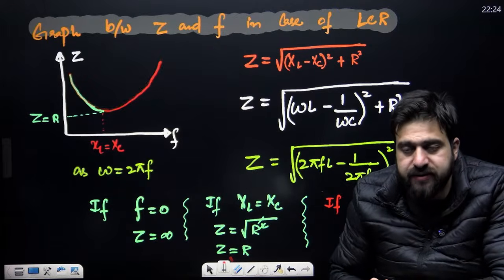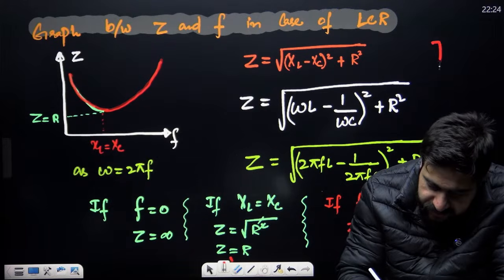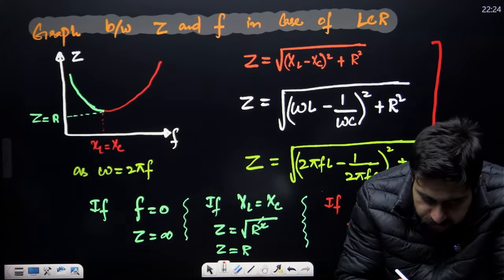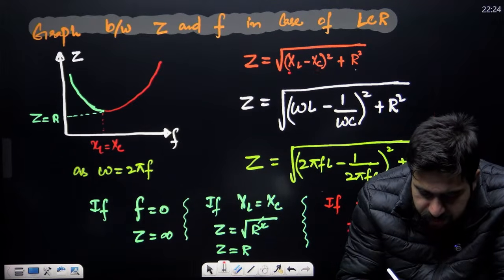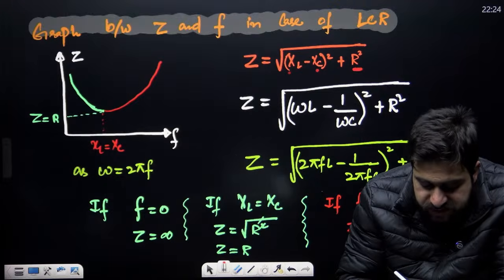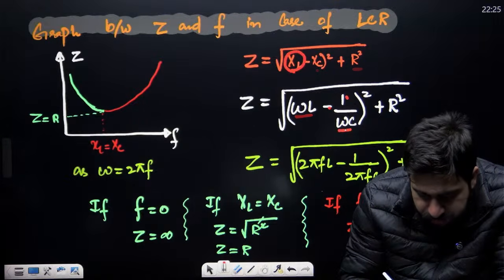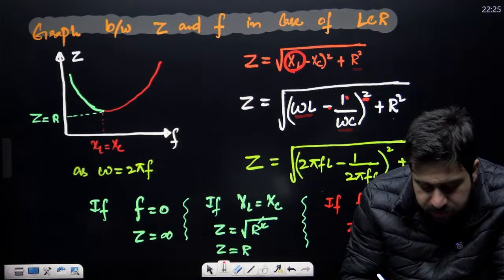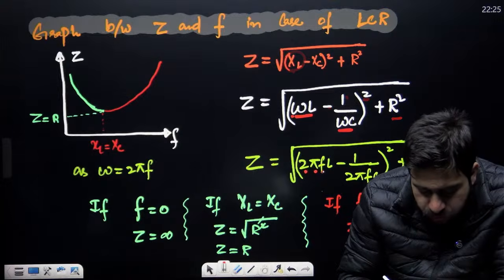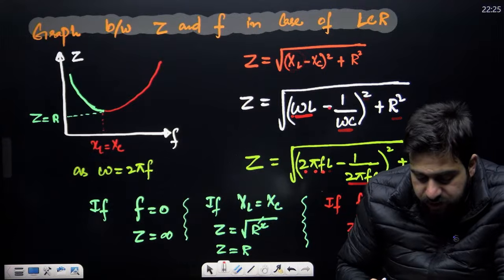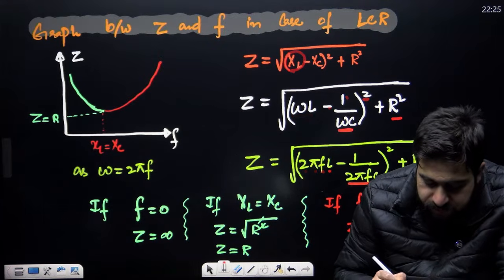It would be something like this. Here I have explained it clearly. Z is equal to the square root of (XL minus XC) whole square plus R square. Z is equal to the square root of (omega into L minus 1 upon omega into C) whole square plus R square. Omega is 2 pi into F, so it is 2 pi into F into L minus 1 upon 2 pi into F into C, whole square, plus R square.